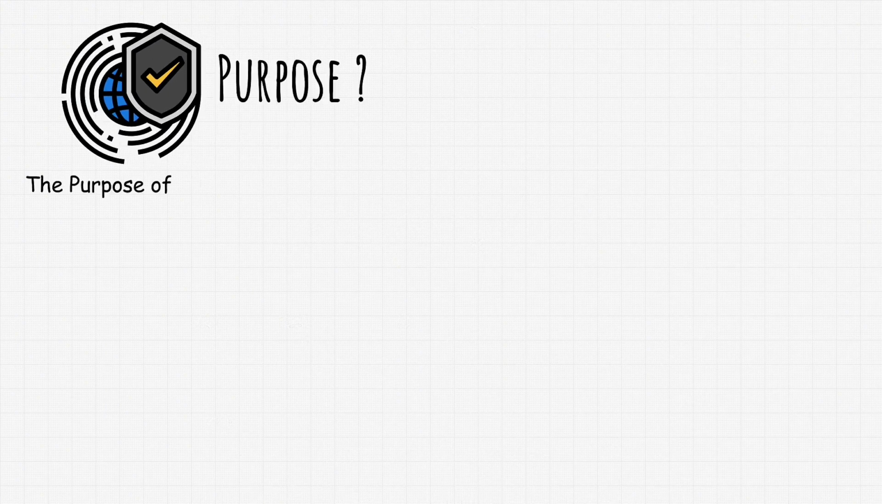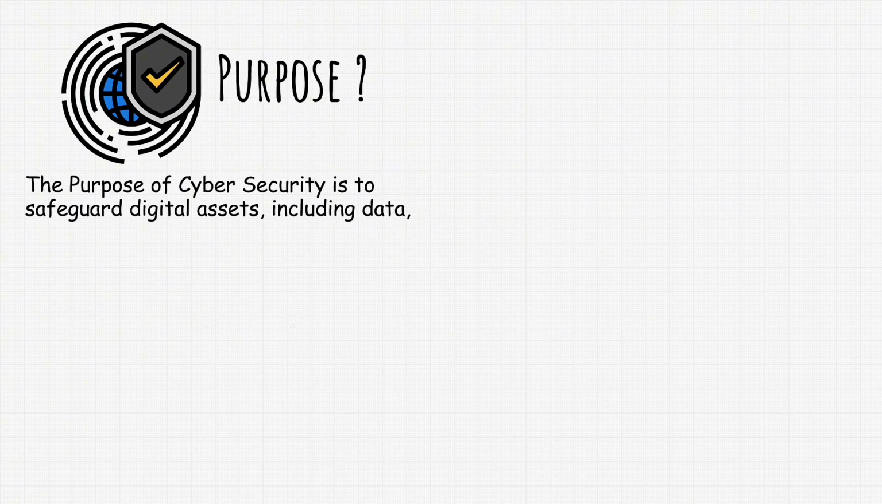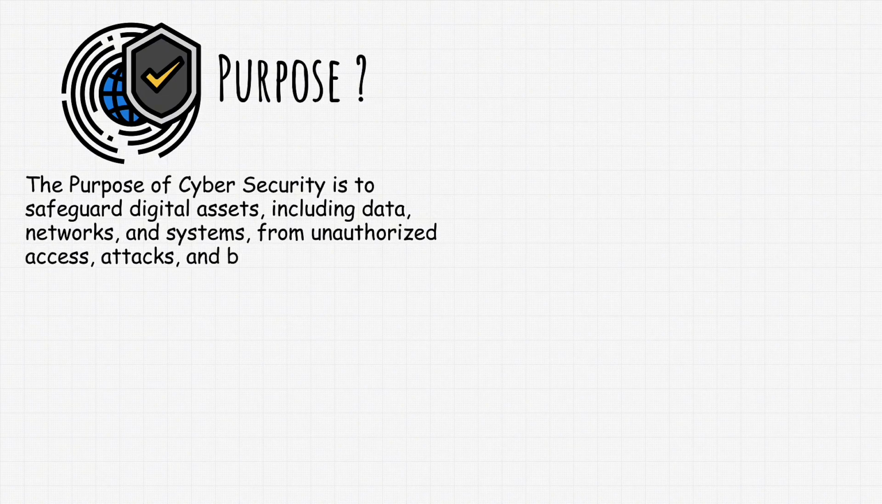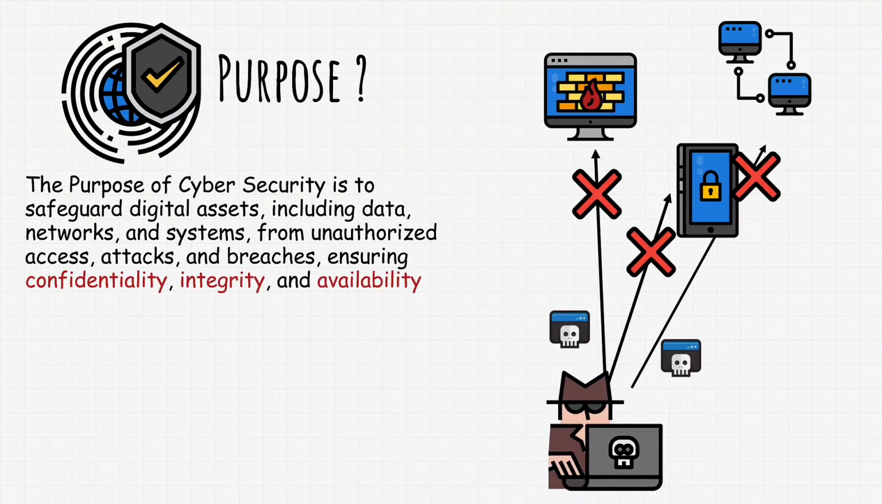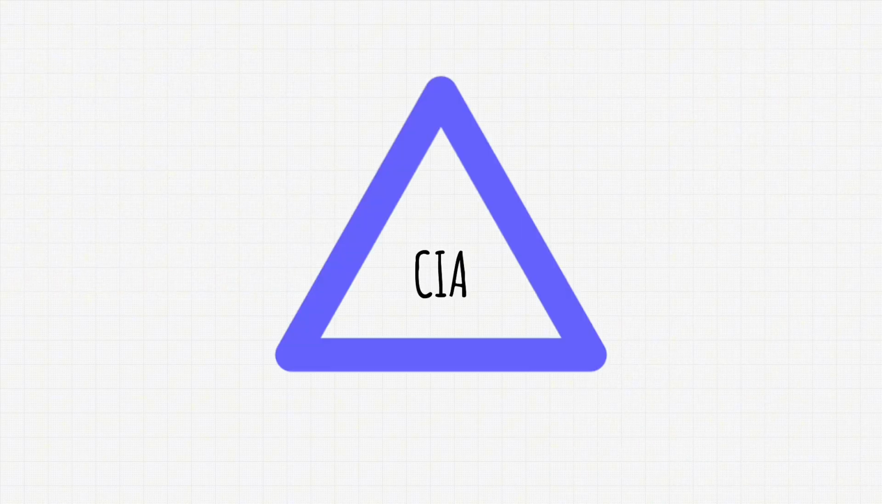The purpose of cybersecurity is to safeguard digital assets, including data, networks, and systems from unauthorized access, attacks, and breaches, ensuring confidentiality, integrity, and availability. Now, memorize these 3 words: confidentiality, integrity, and availability. Why, you might ask? Well, these 3 words create the CIA triangle concept in cybersecurity. Each letter in the CIA triangle represents a foundational principle in cybersecurity.